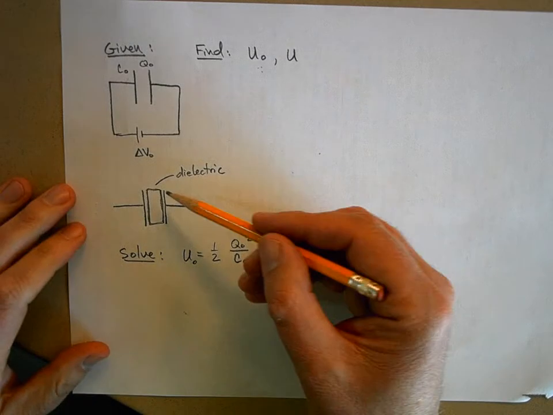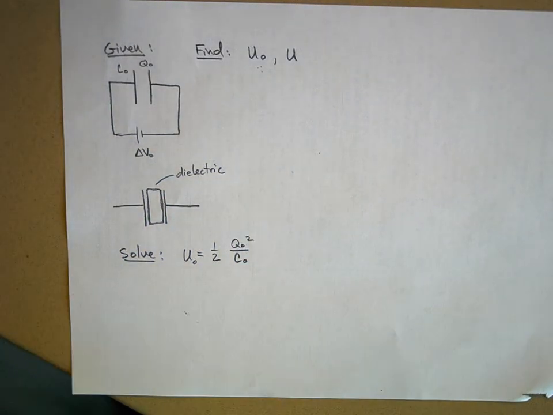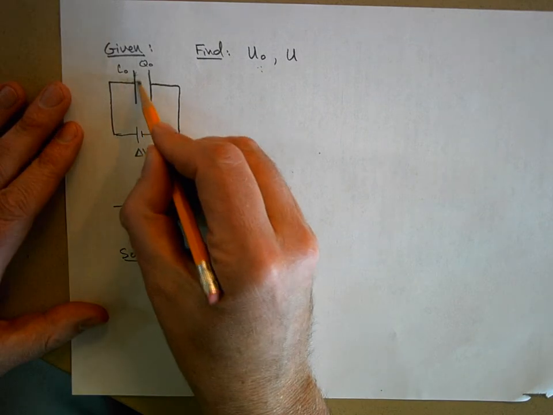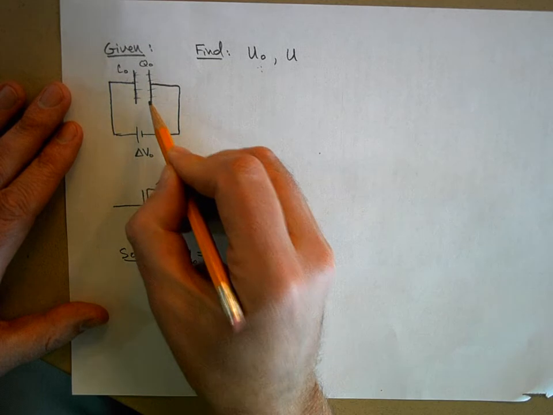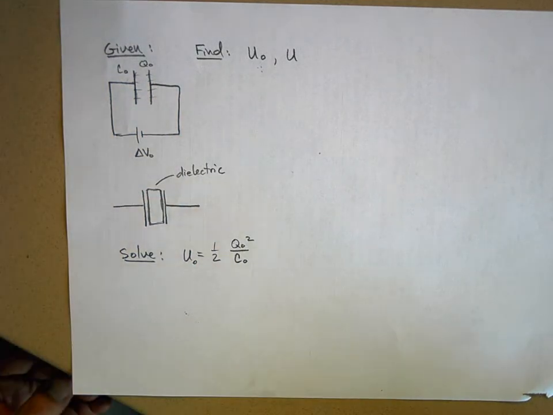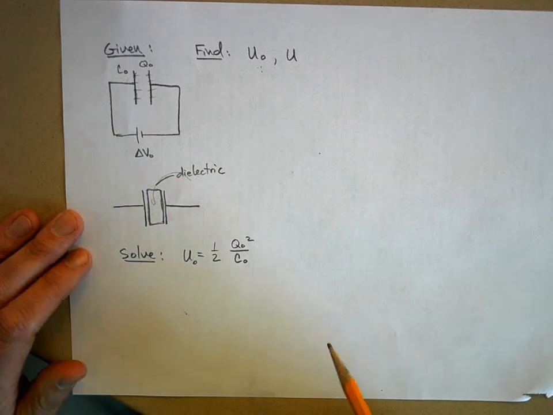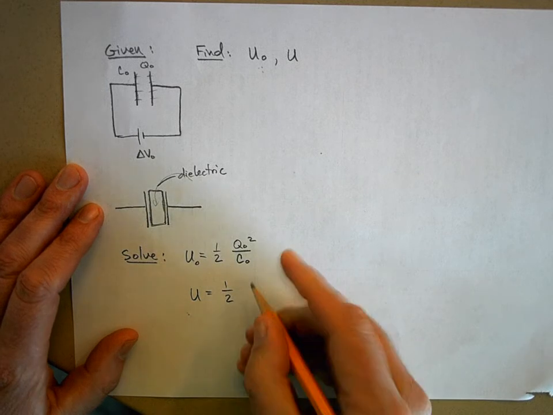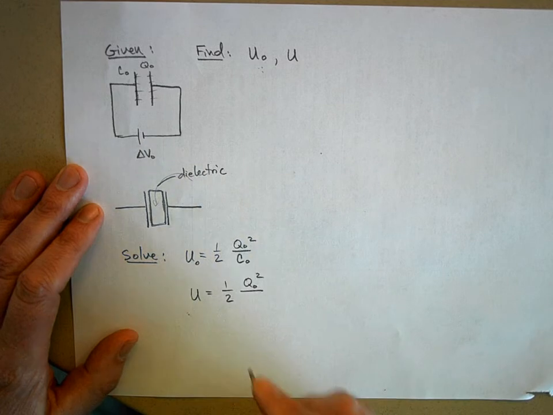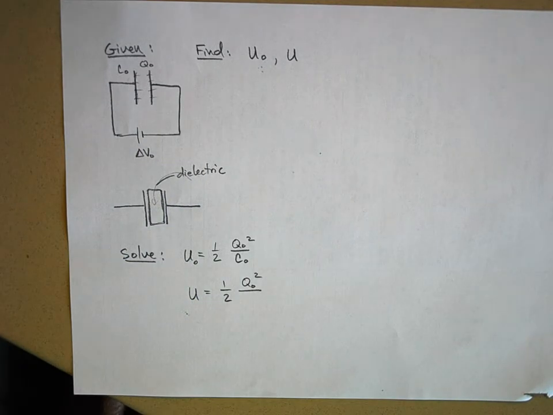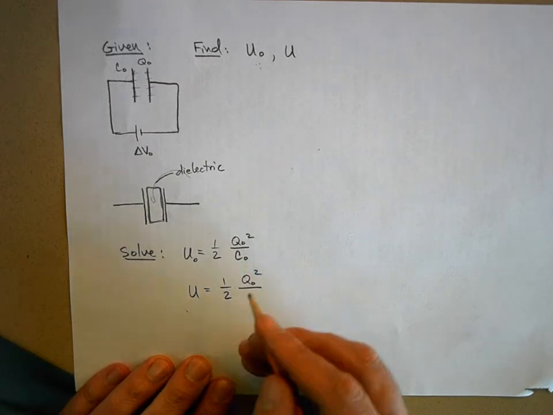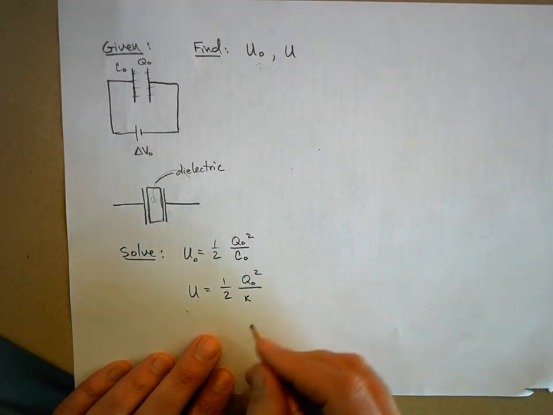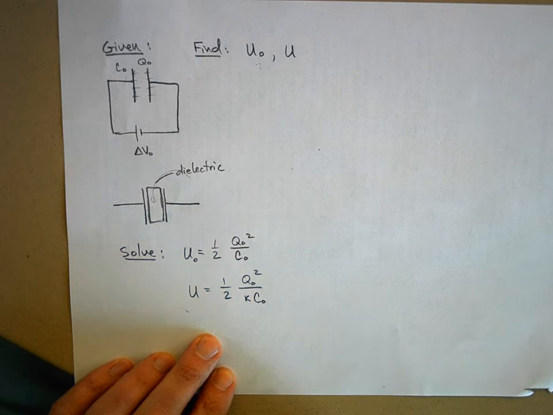But now let's put this stuff in here. Now I'm going to disconnect it from the battery, then I'm going to place this in here. Now what can't change? Remember, I've got a certain amount of positive charge on this plate, and negative charge equal over here. These charges are not going to go away. So I'm going to stick this in there, and I'm still going to have the same amount of charge. It's still going to be Q naught squared. But now I'm going to have a new capacitance, and that's going to be kappa times C naught.